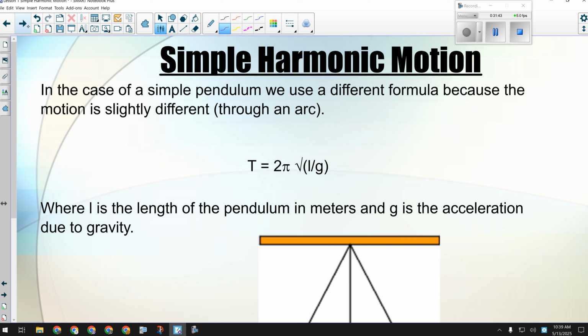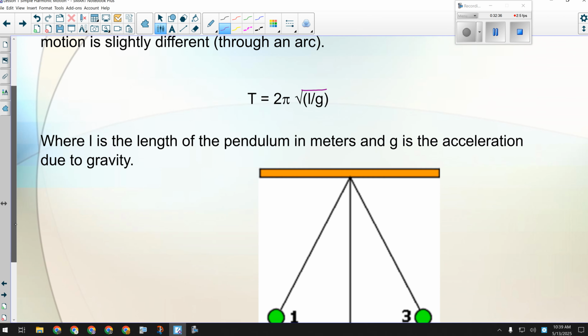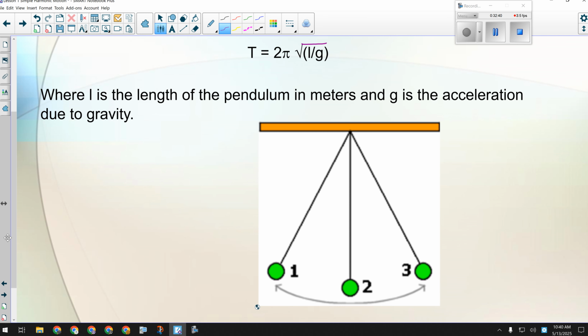All right, so for a pendulum, the things that affect the period of a pendulum are the length of the pendulum, L, in meters, and the acceleration due to gravity in meters per second squared. So your formula is very similar. It's still 2 pi times now the root of L over g. Same rules apply to this formula. If I wanted to manipulate for anything under the root, then I would have to square the entire formula in order to get rid of the root. Everybody all right with that idea?